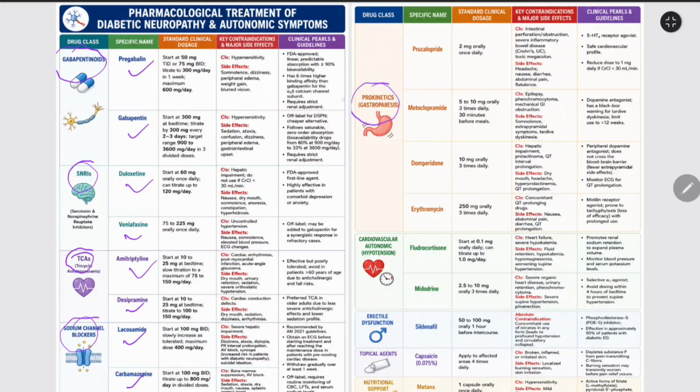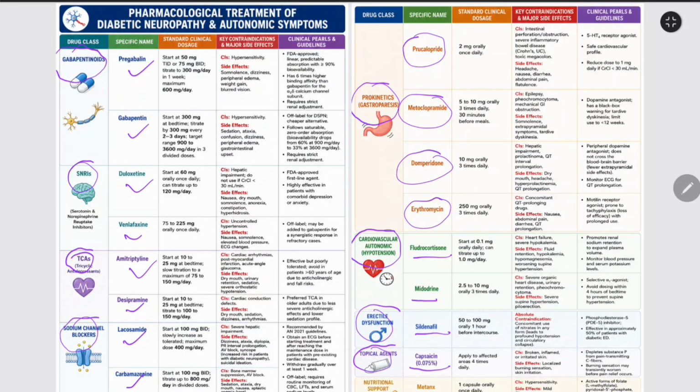For gastroparesis, you use prokinetics. Number 1 is prucalopride, and then metoclopramide, domperidone, erythromycin. Third is cardiovascular autonomic hypotension, that is orthostatic hypotension. There you can use fludrocortisone and midodrine. For erectile dysfunction, sildenafil can be used. Topical agents like capsaicin can be used for painful neuropathies. Nutritional support should be given for the patients who are having this kind of condition. Okay, so these are the drugs.